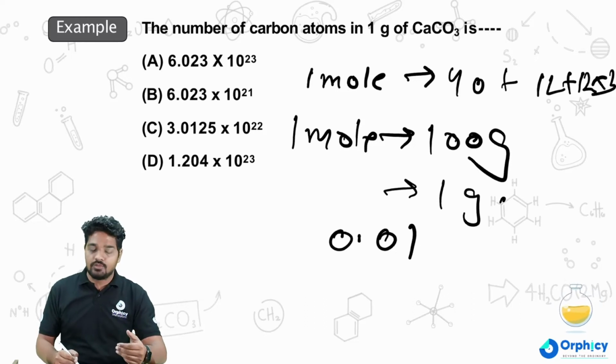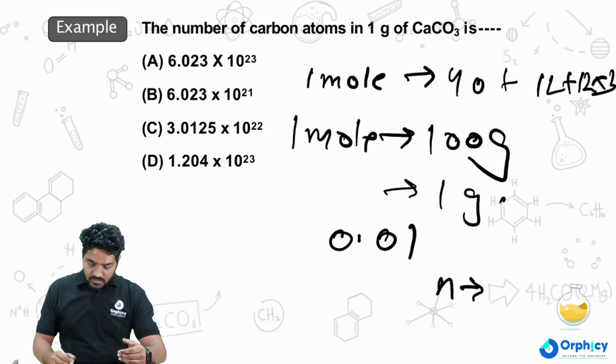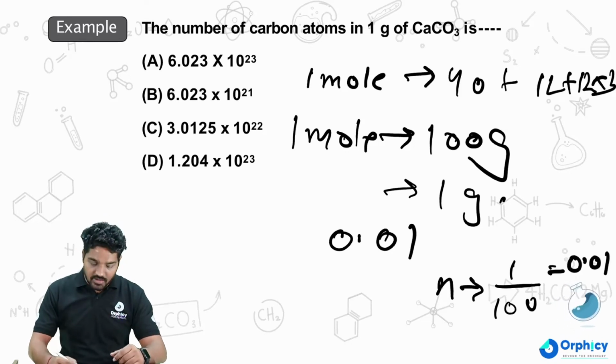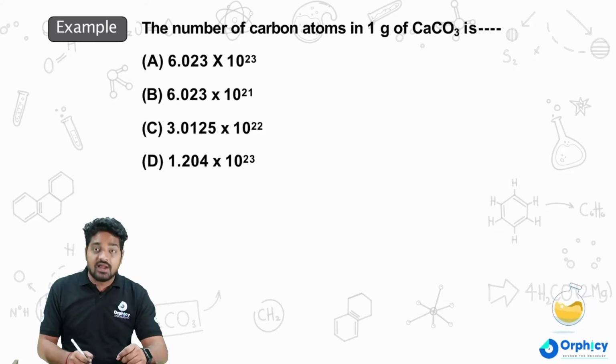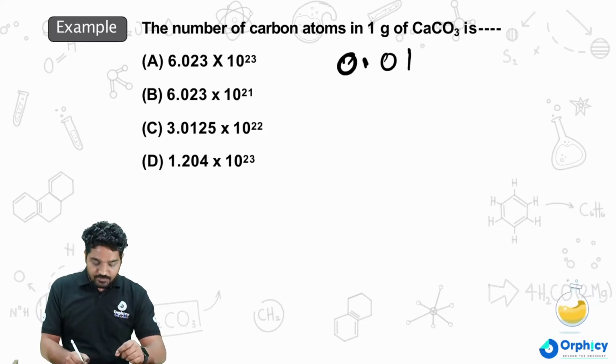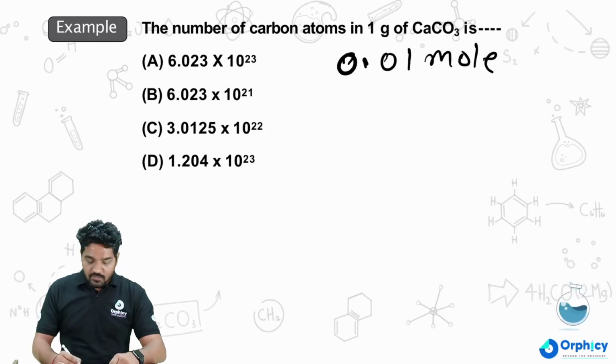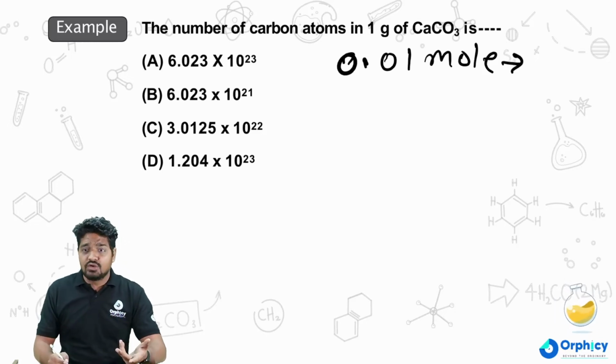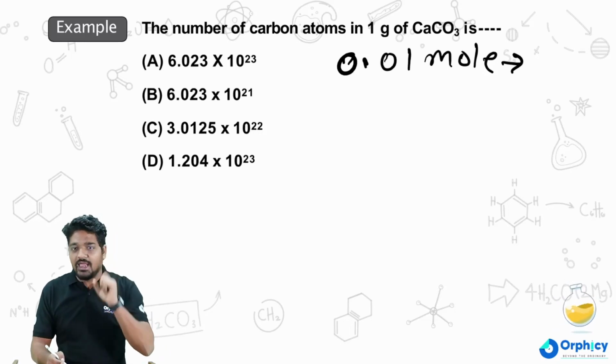So you just have to place the formula. Number of mole can be calculated by given mass upon molar mass, that is 1 upon molar mass. So it is going to be 0.01. All right. So now we have the number of moles. So we have to find the number of carbon atoms in 0.01 mole. 1 mole will have 6.023 into 10 raised to the power 23, ये तो होते हैं एक मोल के अंदर.